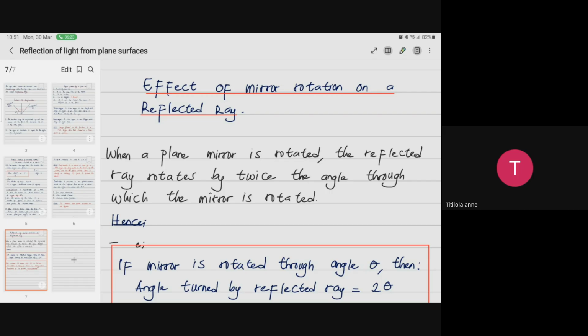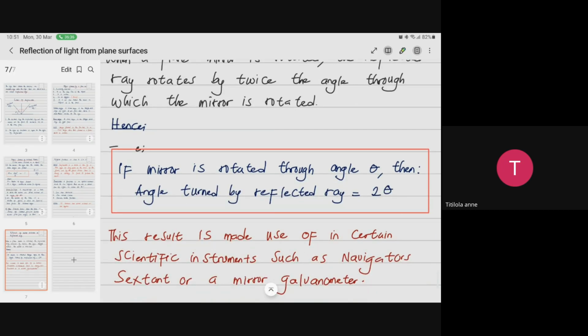I don't know why shells should keep coming to my head. 100 degrees, right? Which means that it is what? 2 times the what? The angle of rotation for your mirror, right? So that's the effect. So now if a mirror is rotated through an angle theta, then the angle turned by the reflected ray is equal to 2 theta. So you have 2 theta if you rotate your mirror.